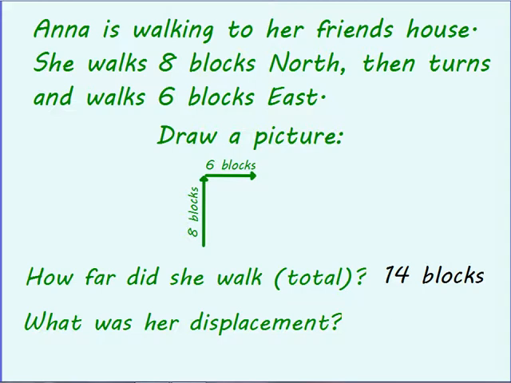However, the displacement is different. Her displacement goes from the initial point directly to my final terminal point. Pretend like that line is straight. Since this is north and east, I can guarantee that that is a 90-degree angle, and I can use Pythagorean theorem to solve. If I do that, I'm going to find that her displacement was only 10 blocks. Sometimes you'll hear that stated as the crow flies. Displacement is the distance as the crow flies.